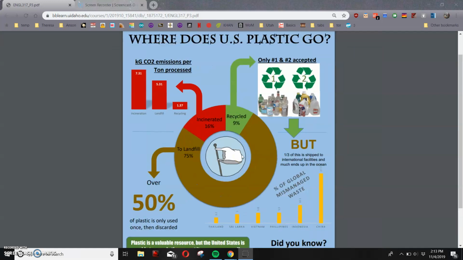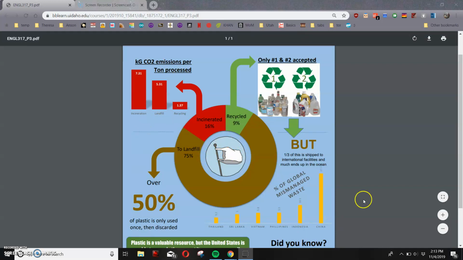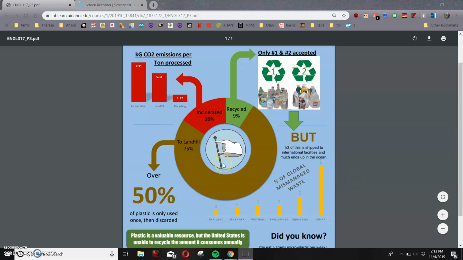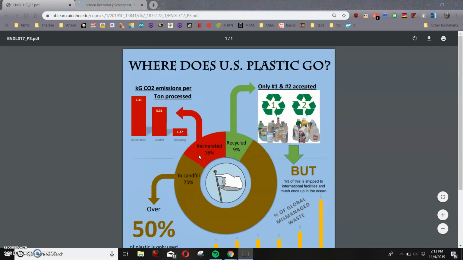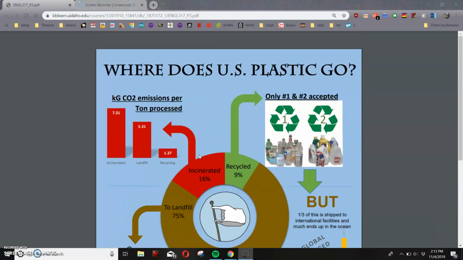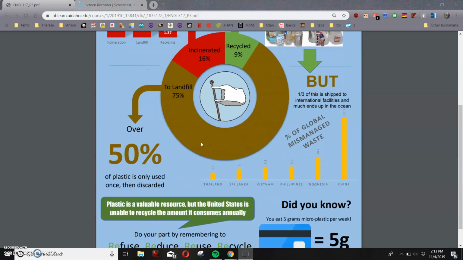By grouping related design elements together, I was able to use closure to separate the graphic into two sections of key information, here and here, as well as a call to action at the bottom. The top section of the graphic discusses the more positive uses of plastic waste, whereas the middle portrays the reality of where it actually goes. Bar charts were used here to numerically compare relative outcomes.